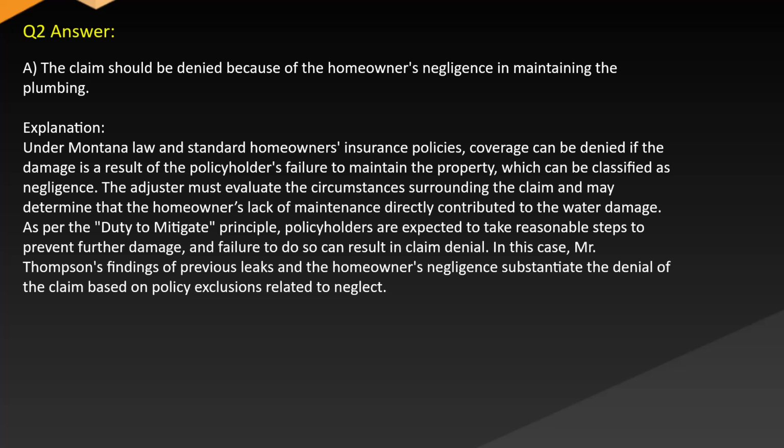Answer A. The claim should be denied because of the homeowner's negligence in maintaining the plumbing. Explanation. Under Montana law and standard homeowners insurance policies, coverage can be denied if the damage is a result of the policyholder's failure to maintain the property, which can be classified as negligence. The adjuster must evaluate the circumstances surrounding the claim and may determine that the homeowner's lack of maintenance directly contributed to the water damage. As per the duty to mitigate principle, policyholders are expected to take reasonable steps to prevent further damage, and failure to do so can result in claim denial.